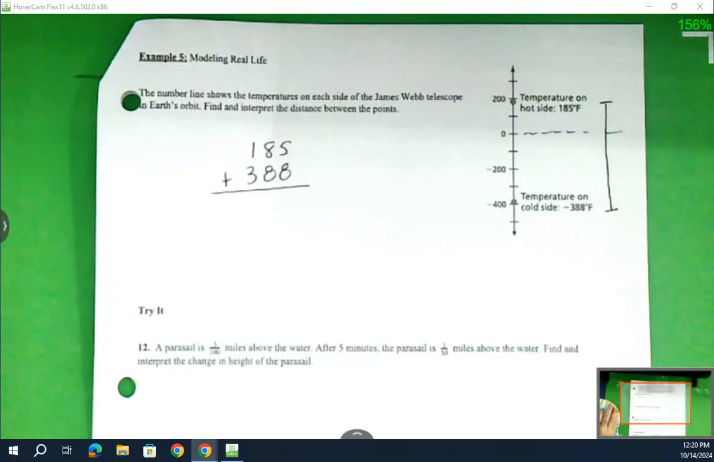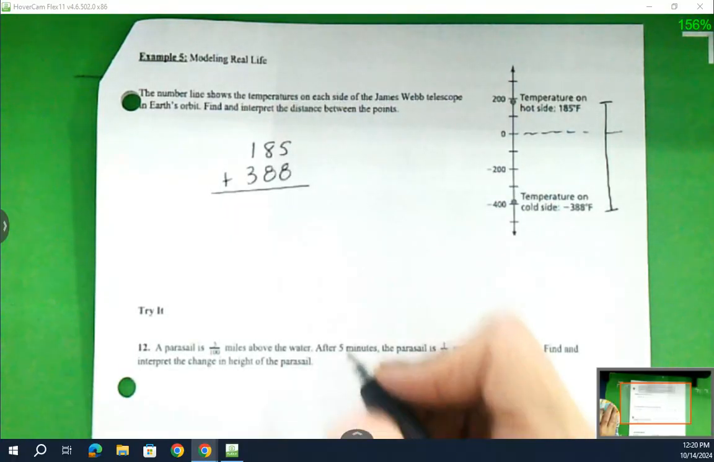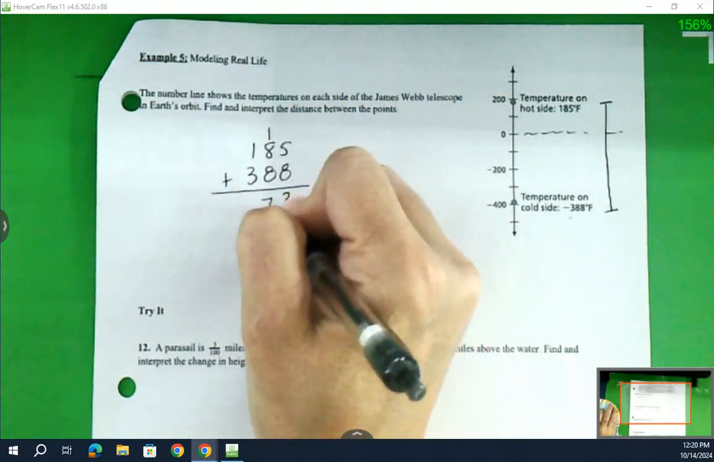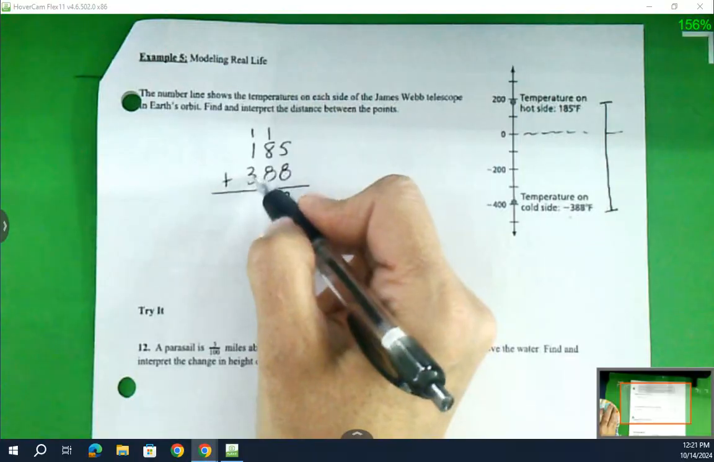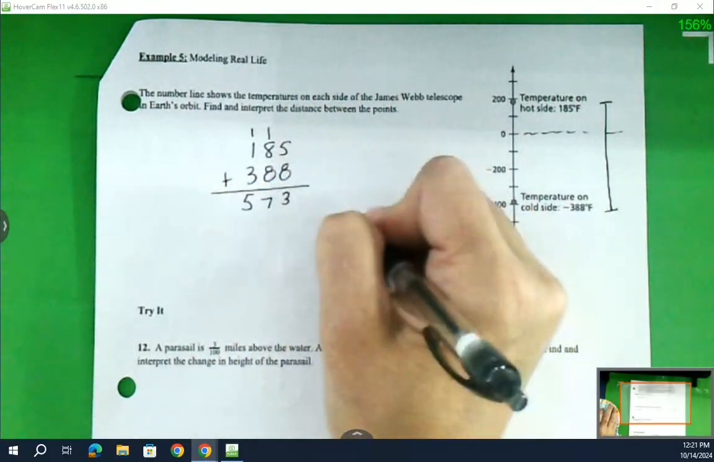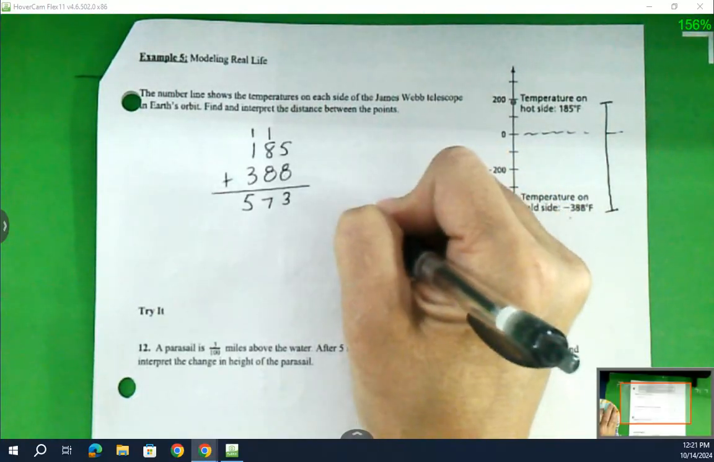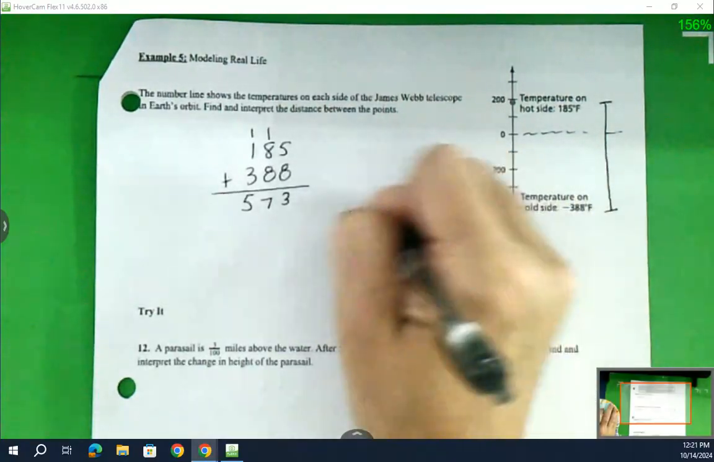So we have 5 plus 8 is 13, carry the 1. 8 plus 8 is 16, plus 1 is 17, carry the 1. And 3, 4, 5. So we have 573. And what is it? It's in degrees Fahrenheit.